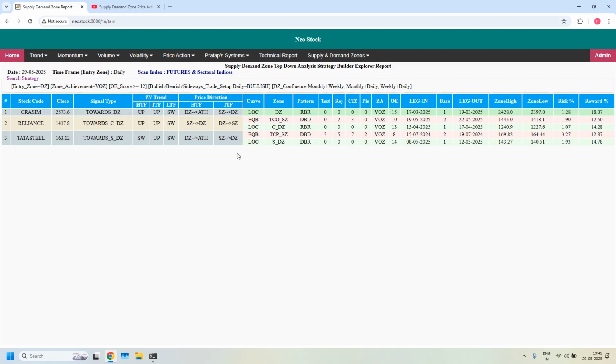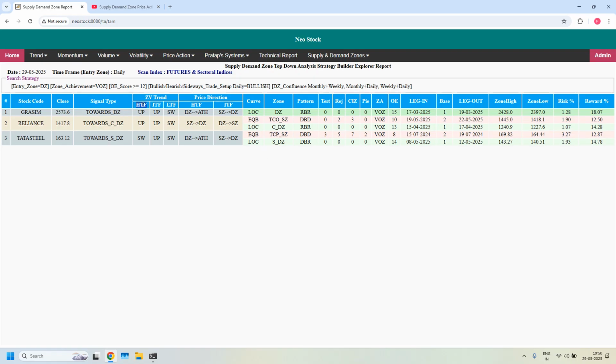Okay, so what is the meaning here? These entry time frame daily demand zones, all three daily demand zones, are overlapped with their weekly demand zone. Again, both daily and weekly together are overlapped with monthly demand zone. That is LTF, ITF, HTF demand zone confluence. All three overlap with each other. Now all are part of the monthly zone.